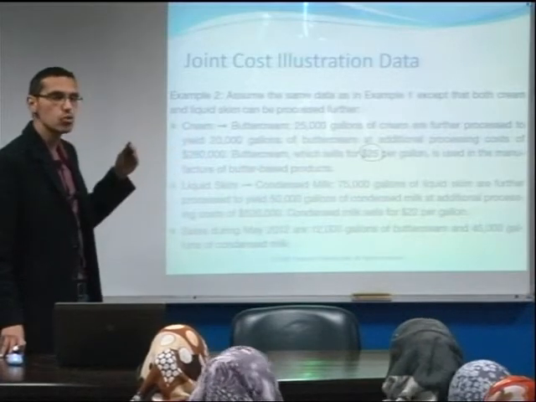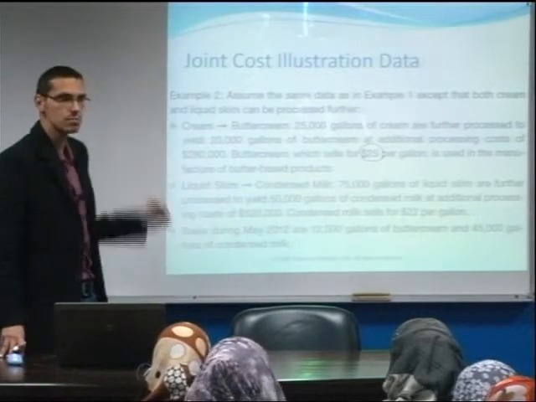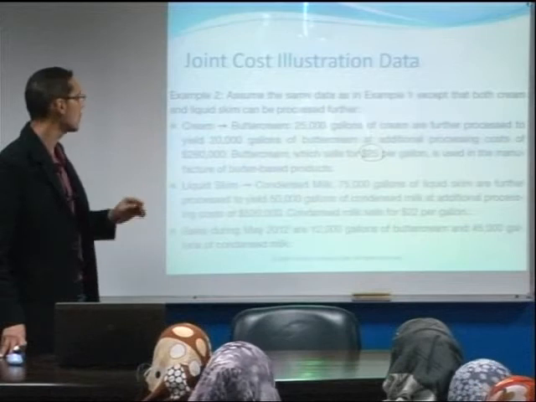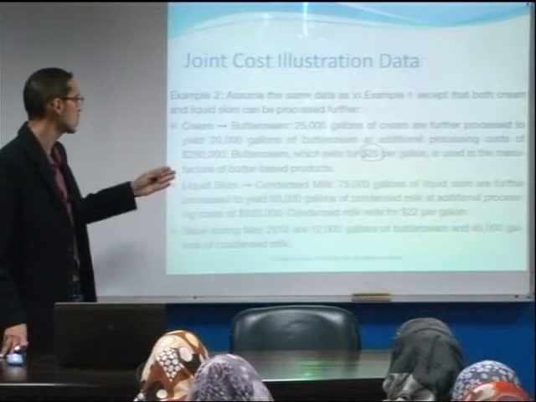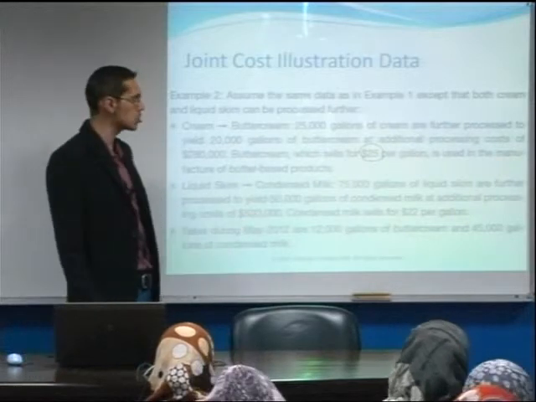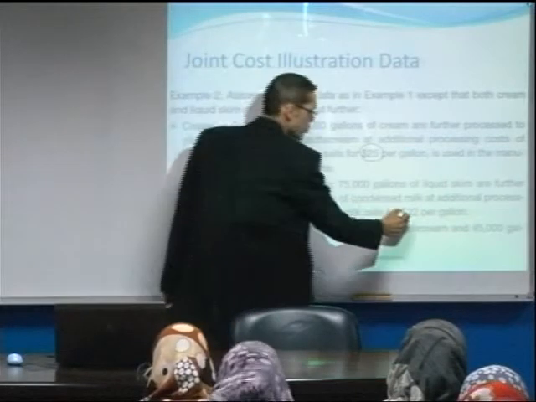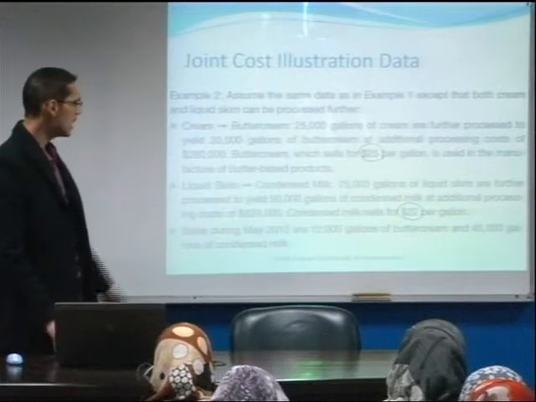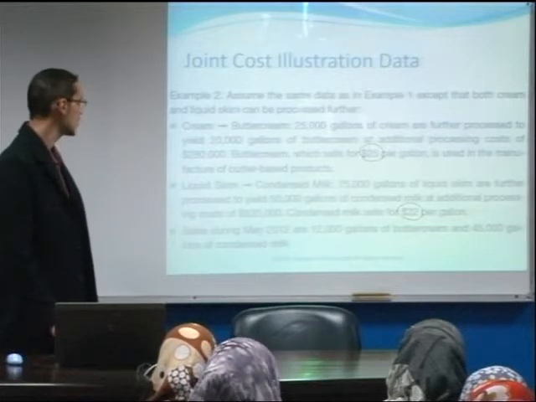Now we are going to also process further the liquid skim into condensed milk. According to our example, the 75,000 gallons of liquid skim are further processed to yield 50,000 gallons of condensed milk at additional processing costs of $520,000. These are also the separable costs. Condensed milk sells for $22 per gallon. Of course, the $22 also is the final sales value after the further processing. Sales during May 2012 are 12,000 gallons of buttercream and 45,000 gallons of condensed milk.